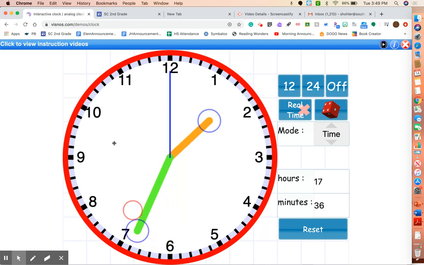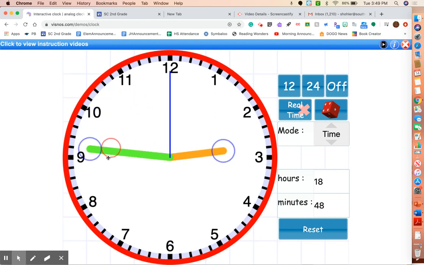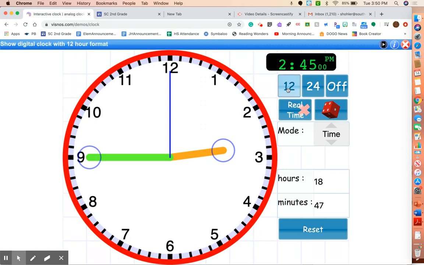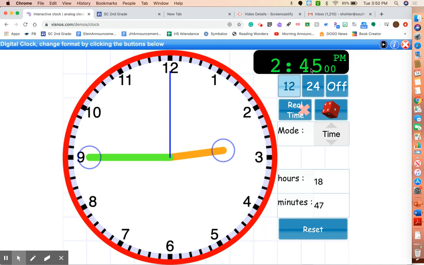All right, this is our last time that I want you to do for today. It's another challenging one. So the hour hand is in the 2 o'clock hour. Look, it hasn't made it to the 3 yet. It's still in the 2 o'clock hour. So our hour is 2. Now our minute hand is at the 9. So if I count 5, 10, 15, 20, 25, 30, 35, 40, 45. So my time should say 2:45.